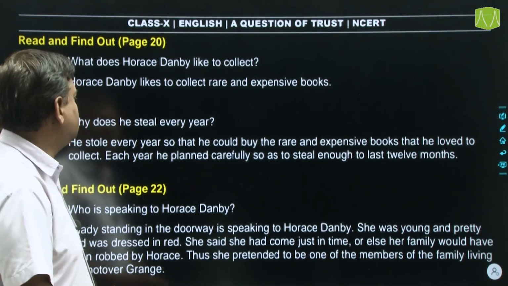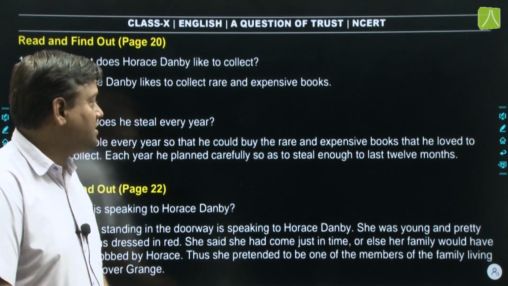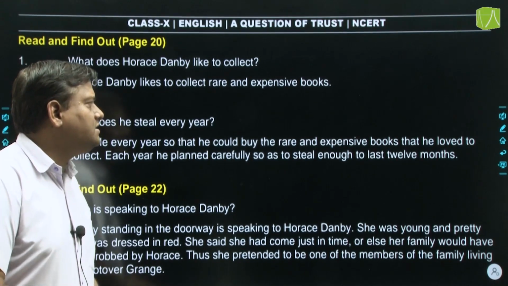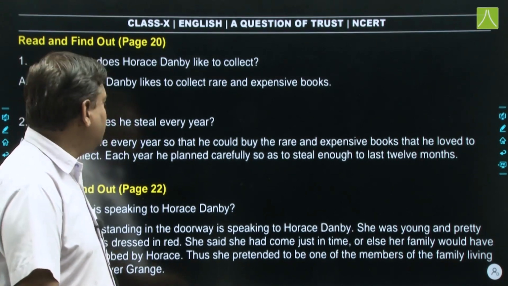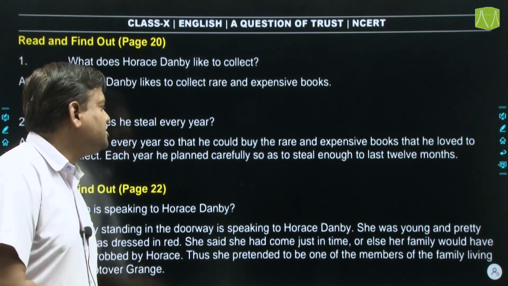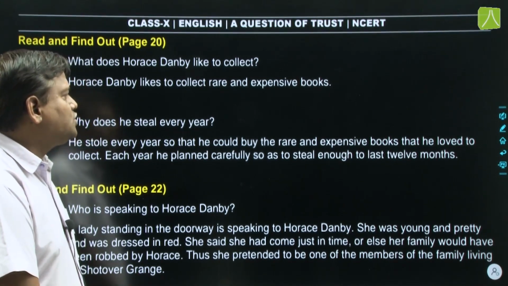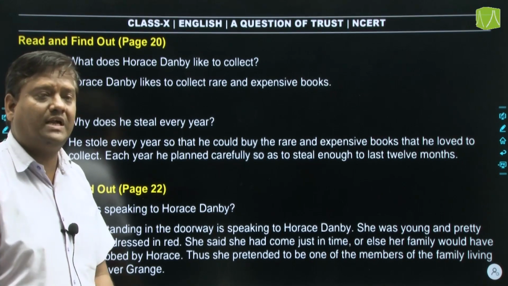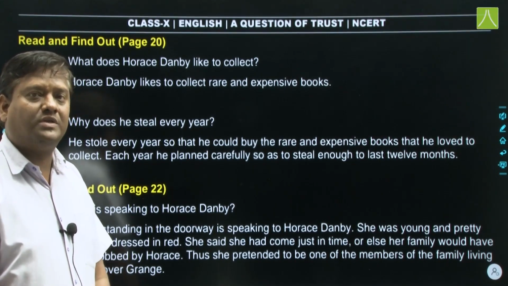Why does he steal every year? This is the second question. He stole every year so that he could buy the rare and expensive books that he loved to collect. Each year he planned carefully so as to steal enough to last 12 months. It was his rule that he robbed only once in a year.